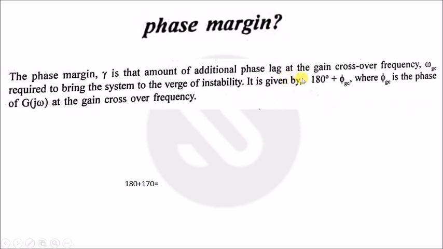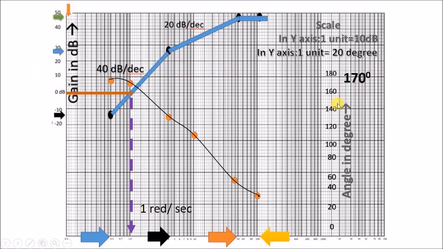See here, the formula to find it is 180 degree plus phi gc. This is phi gc, guys, this is not omega gc. That means we need to find the angle corresponding to the omega gc. So this is my omega gc plot. Omega gc equal to 1 radian per second, and we need to extend this line to intersect the phase line, because our aim is to find the phase, phi gc. It may be top side or bottom side, we need to adjust the straight line.